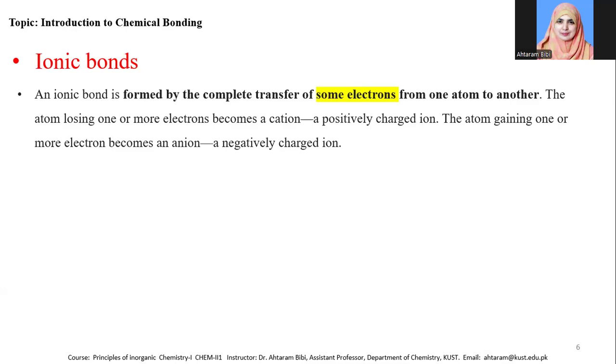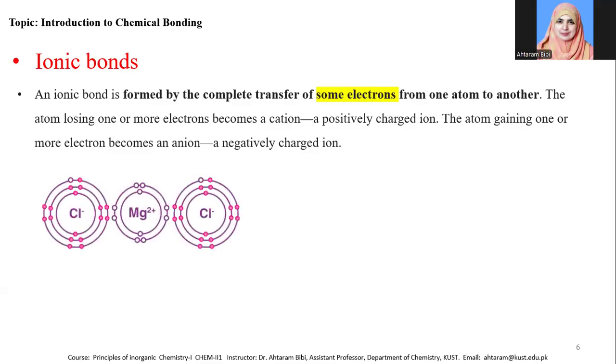And the atom which loses one or more electrons becomes a cation, a positively charged ion, and the one which gains the electron becomes an anion, or a negatively charged ion. For example, we can see over here the magnesium chloride molecule. Magnesium combined with chlorine to produce MgCl2.